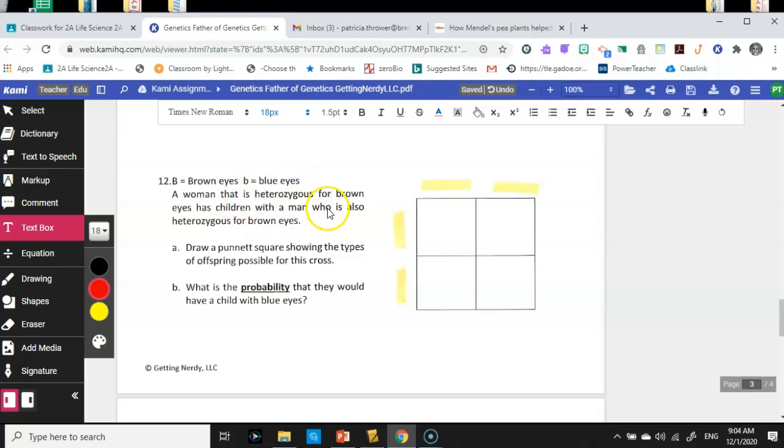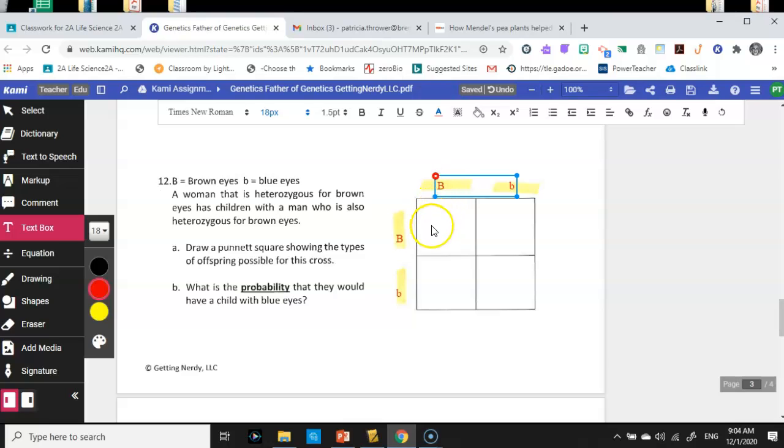Okay, a woman is heterozygous for brown eyes. What does that look like? If she's heterozygous, she's going to have 2 different alleles. And she marries a man and has children with a man who's also heterozygous. So the male over here is going to also have 2 different alleles. Okay, what is the probability? Draw a Punnett square showing the types of offspring and show the probability that their child would have blue eyes.